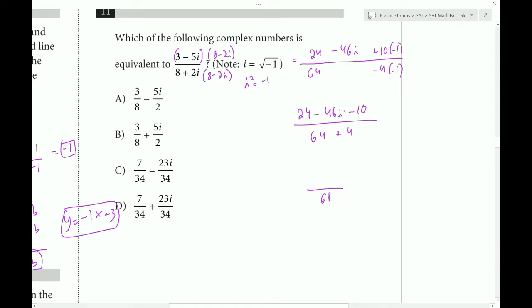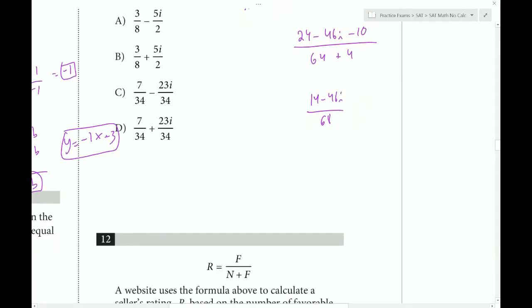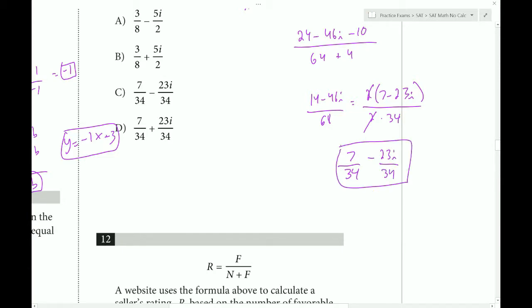And the top would be 24 minus 10 is 14 minus 46i. Now we realize that there's 2's everywhere, so we can factor out a 2 from the numerator. That'll give us 7 minus 23i. And we can also factor a 2 out from the denominator. It would just be 2 times 34. These 2's will cancel. Now the 34 we can interpret as a common denominator, so we can divide by it on each term separately. And we end up with this, which is matching up with answer choice C.